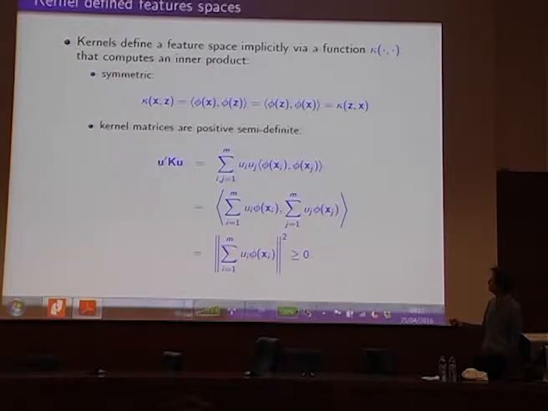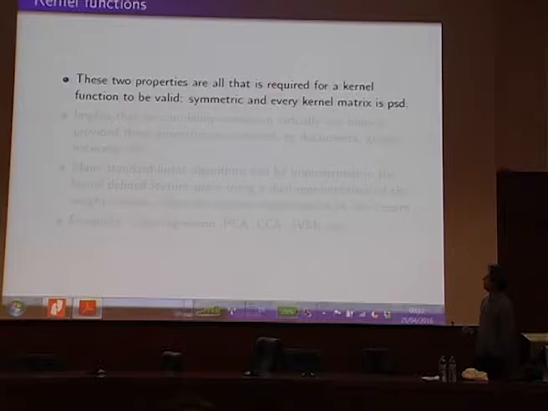So for any training points, any set of data points in the input space, when you create a kernel matrix, it must not have negative eigenvalues. Now, it turns out that those are the only two properties you need: symmetry and that slightly confusing property of non-negative eigenvalues.